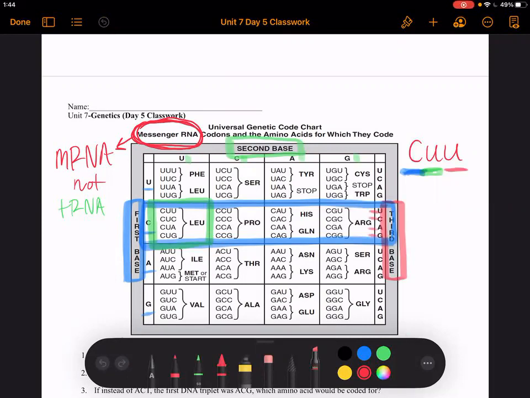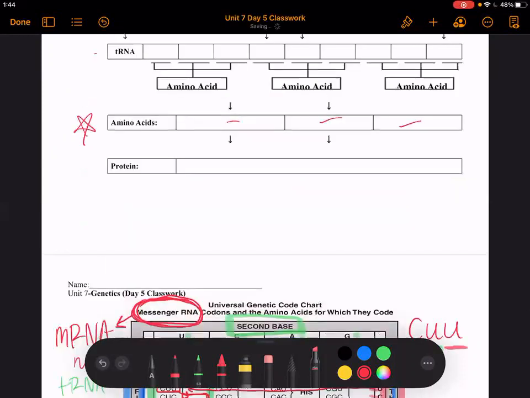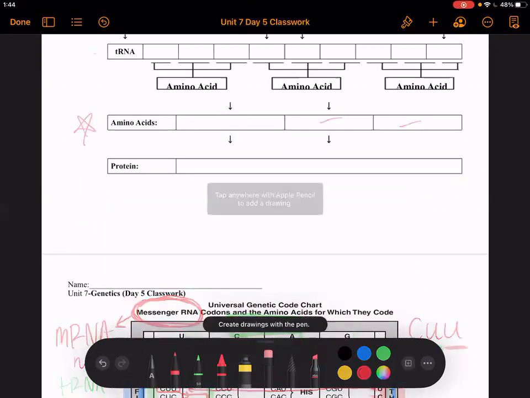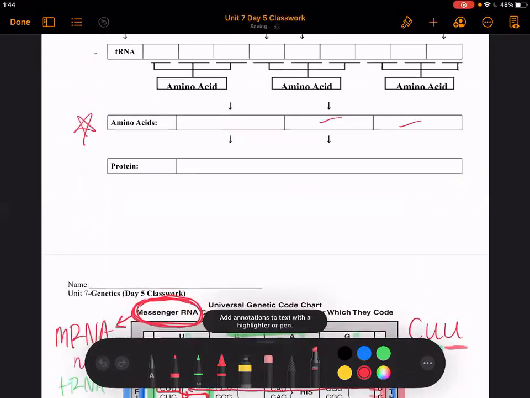All right, we're going to follow this U all the way across to the box that we've already isolated. And we see that CUU actually codes for the amino acid leucine, or LEU, right? So that means that very first amino acid you should have gotten is leucine. So I'm going to fill that in. Okay. And you should have done these other 2 on your own.